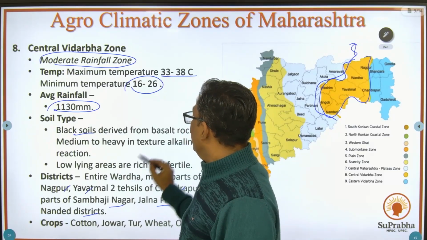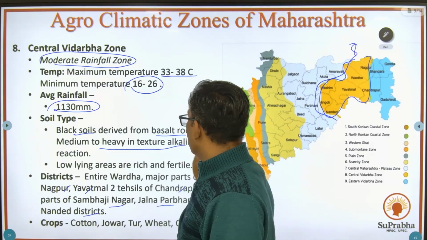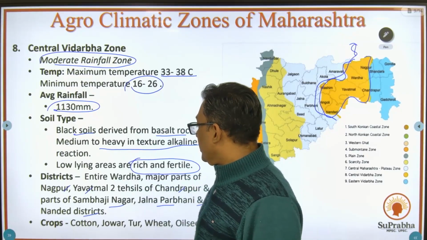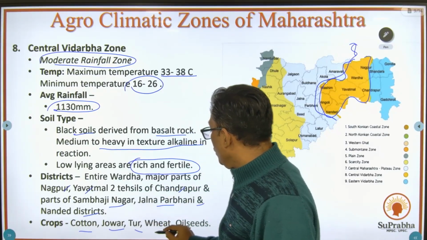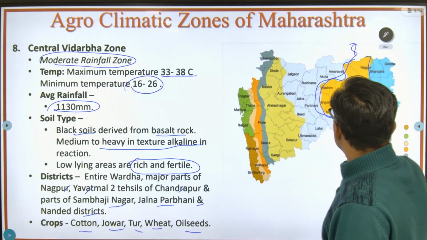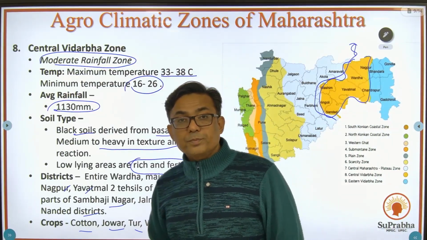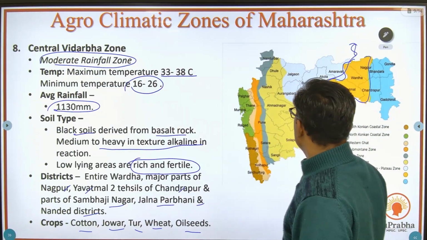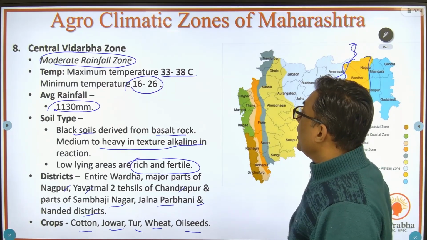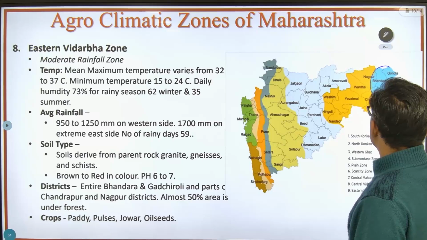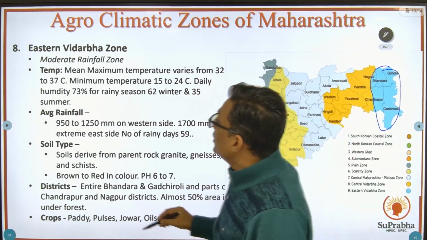Black soil derived from basalt rock, medium to heavy in texture, alkaline in reaction. Low areas are rich and fertile. So you have cotton, jowar, tur, wheat and oilseeds which are grown over here. Yavatmal, Wardha, they are very famous for cotton. Okay, you have lots of cotton areas over here. Fine. So that is the 8th, central Vidarbha, and the 9th one is eastern Vidarbha.